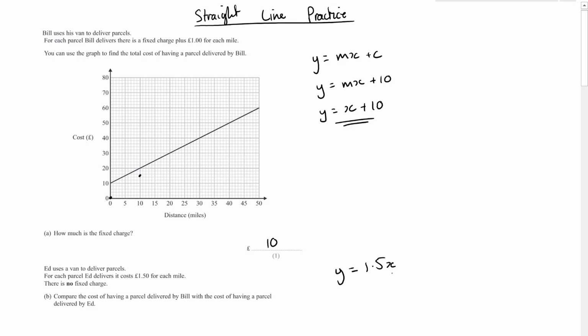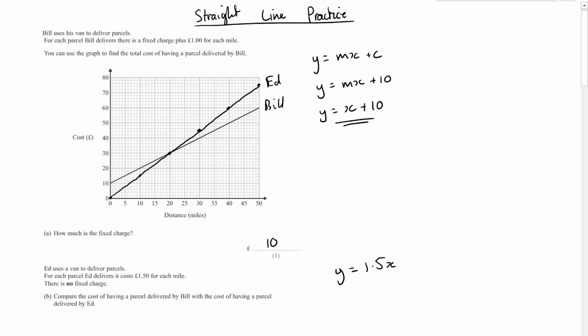Then if we had 20, we'd be doubling that, so we'd be looking at £30. Then if we had 30, we'd be tripling that, so we'd be looking at £45. So we find 30 and 45. And then 40, we'd be quadrupling it, so we'd get 60. You can see every time we add 10, we're going up by 15. So this is going to be 75 there. So we can draw the two graphs along the same axes. This one here is Bill and this one here is Ed.